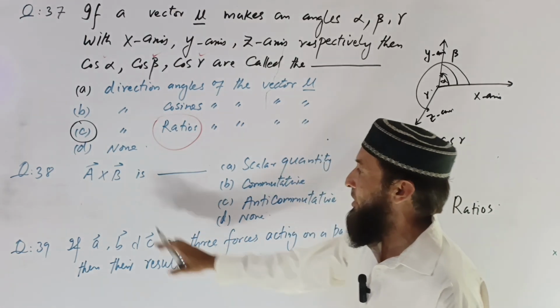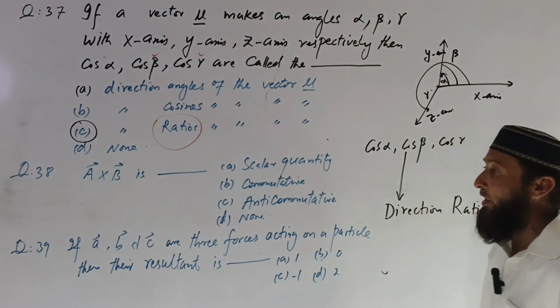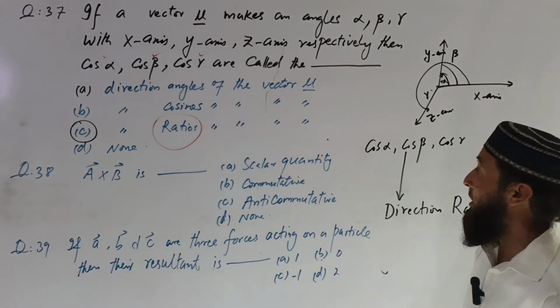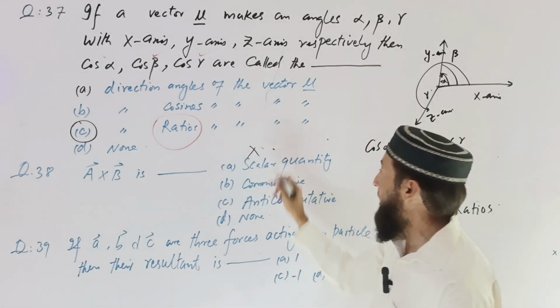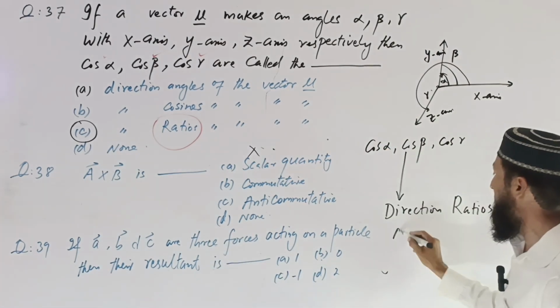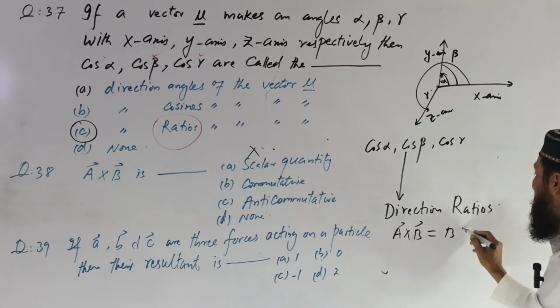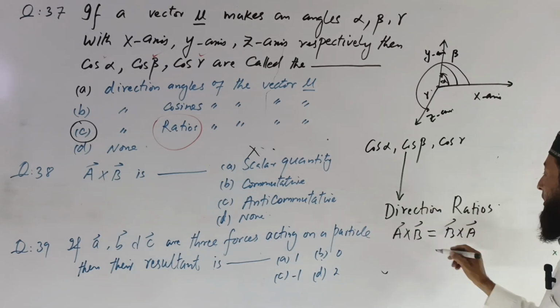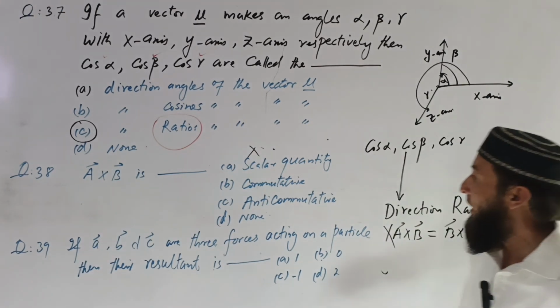Question number 38: A cross B is called the cross product or vector product. There is a scalar, so cross does not apply to a scalar. Is it commutative? No. If we write A cross B equal to B cross A, that would be the commutative property, but that is not generally equal.